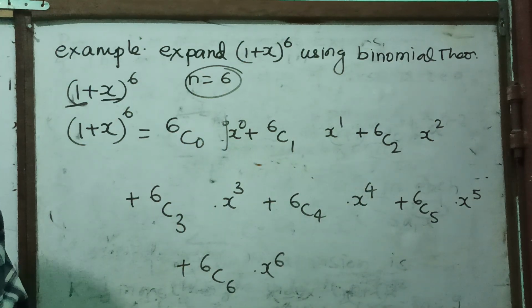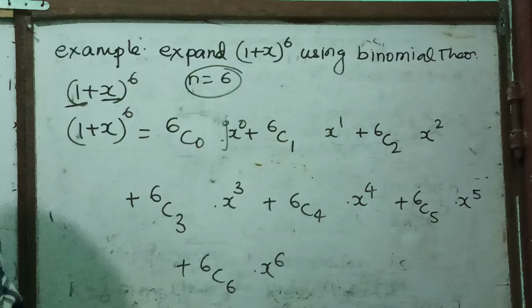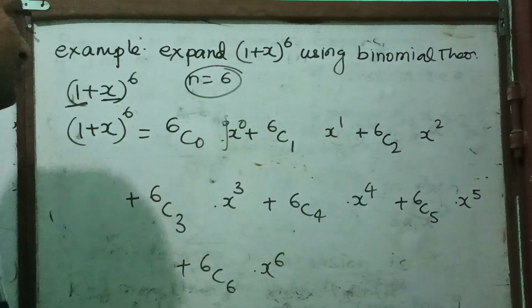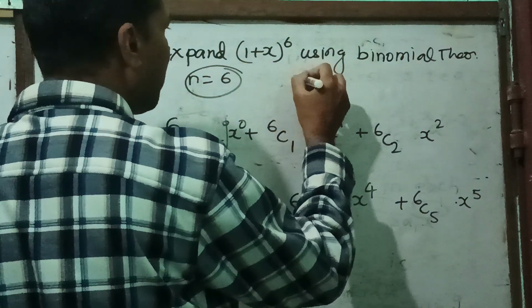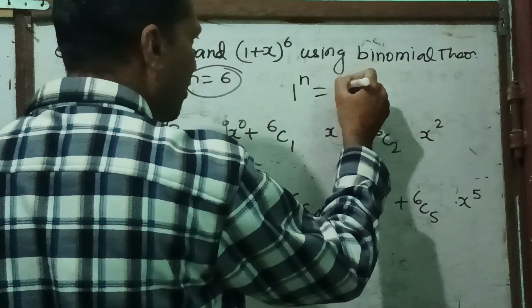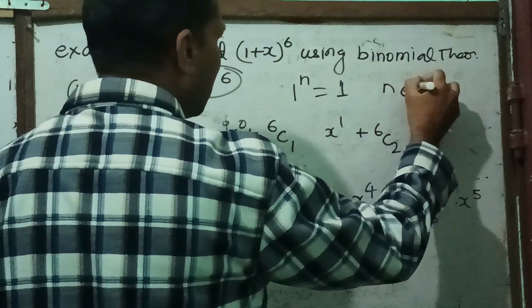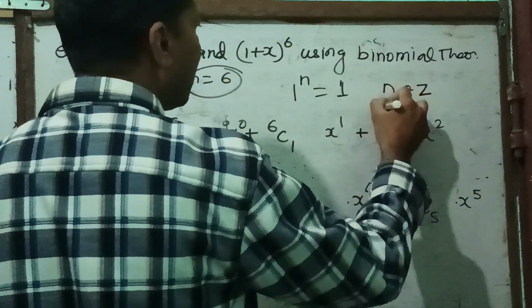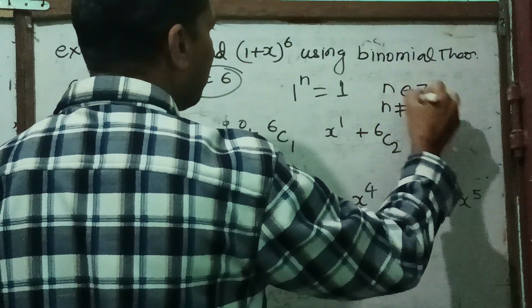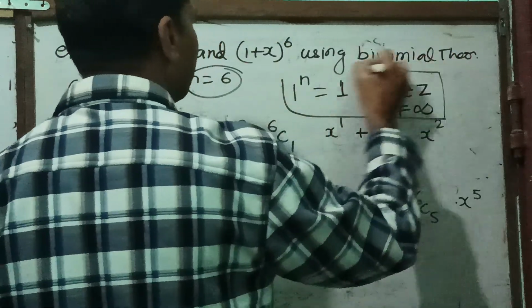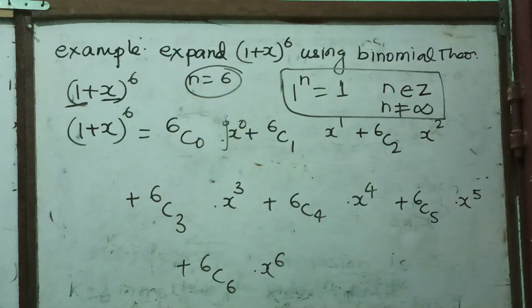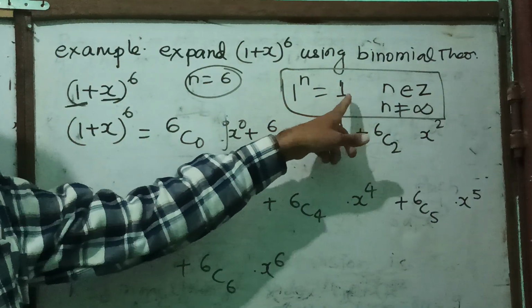Why have you removed all those powers of one? So 1 to the power n is equal to 1 itself, where n belongs to the integers and n is not equal to infinity. Okay, so that is the reason. Thank you so much, sir. 1 to the power n is 1 itself.